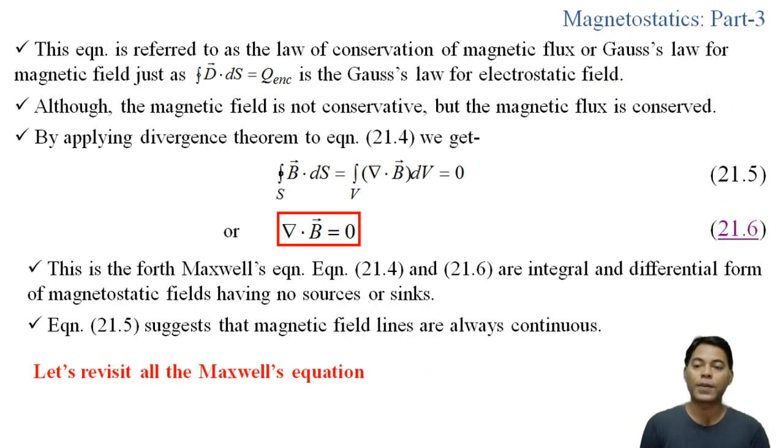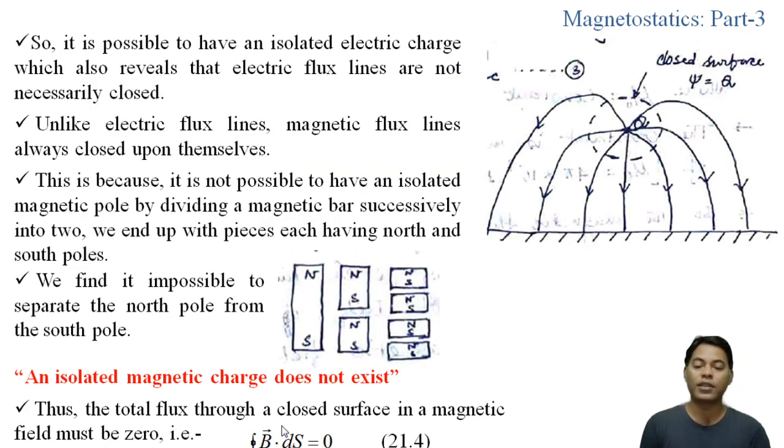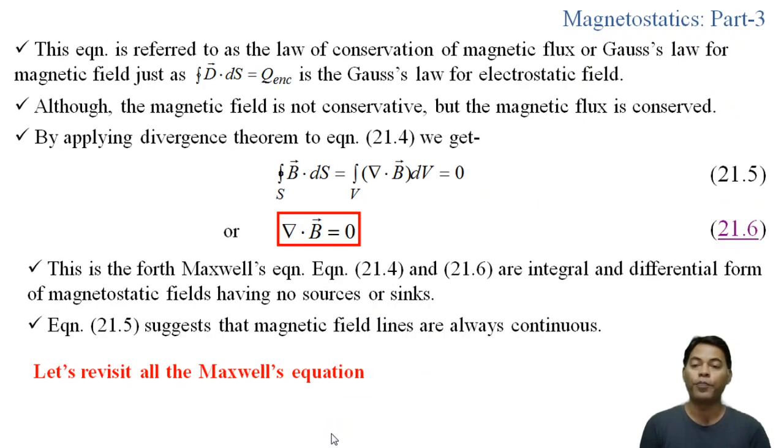This equation, the surface integral of B dot ds equals 0, is referred to as the law of conservation of magnetic flux, or Gauss's law for the magnetic field, just as the surface integral of D dot ds equals Q enclosed is the Gauss law for the electrostatic field.